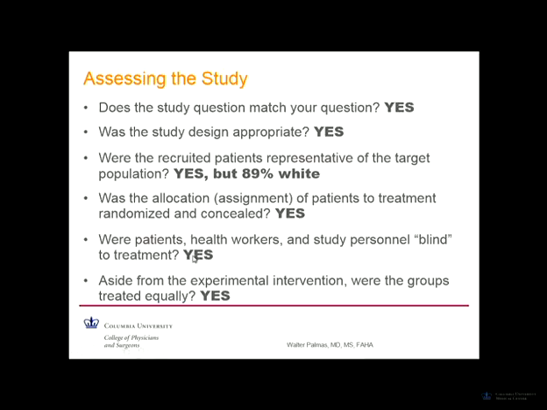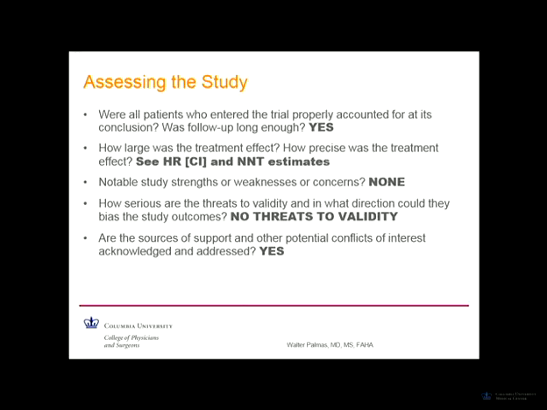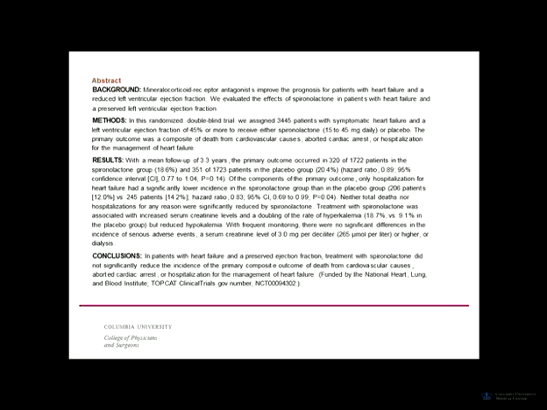Was everybody blinded to the intervention? Yes. And were people treated equally regardless of treatment assignment? Yes. Did they have good follow-up? Yes, they had fantastic follow-up. And how large was the treatment effect? Again, the relative risk reduction for admission because of CHF was 17%. How important is it to look at the confidence intervals? Let me just go back. So what is this telling you when you have an upper confidence limit of 0.99 for the hazard ratio?